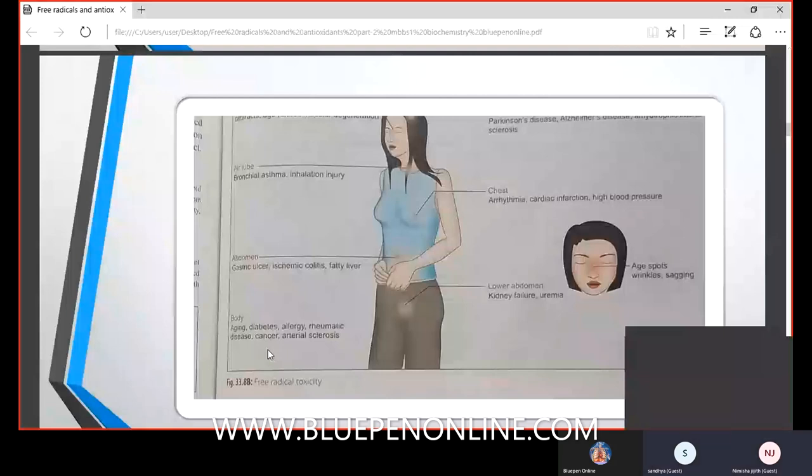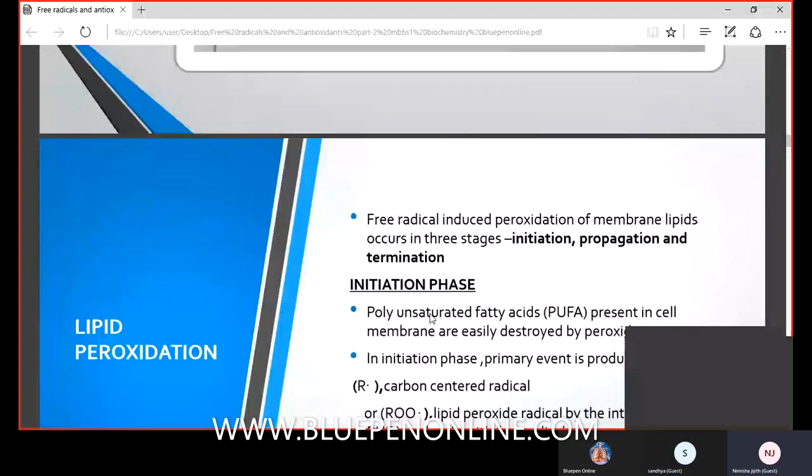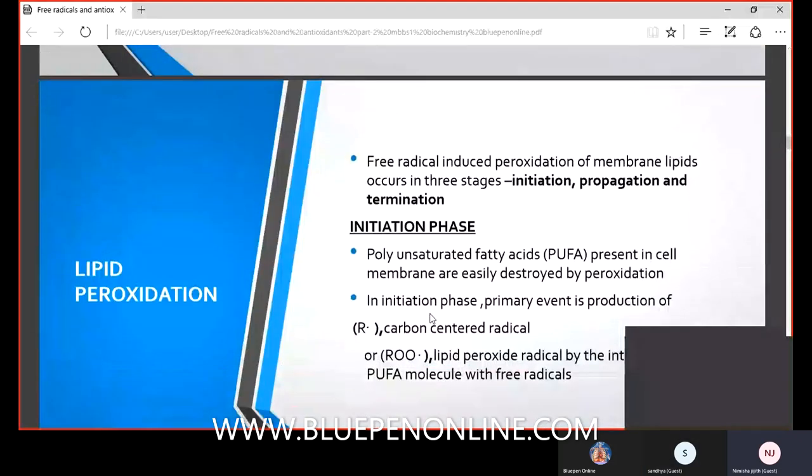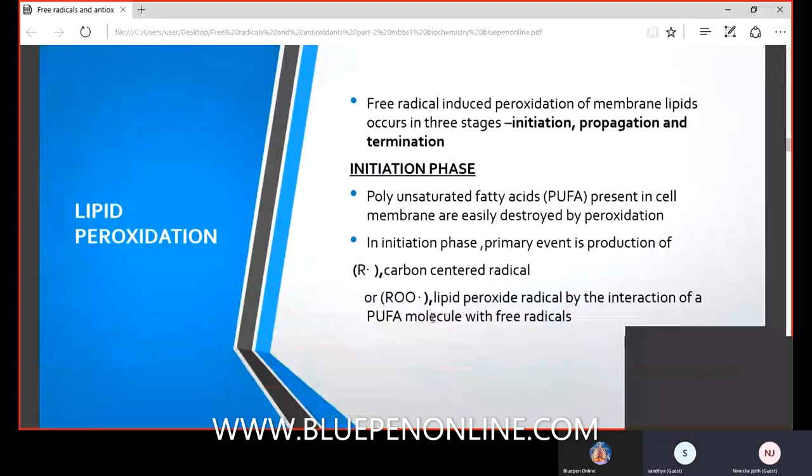Now we have completed almost all of the clinical significance of free radicals and enter into the basic mechanism that occurs by the action of free radicals. We repeat one word again and again. Which is that word? Peroxidation. So it's a very important mechanism.